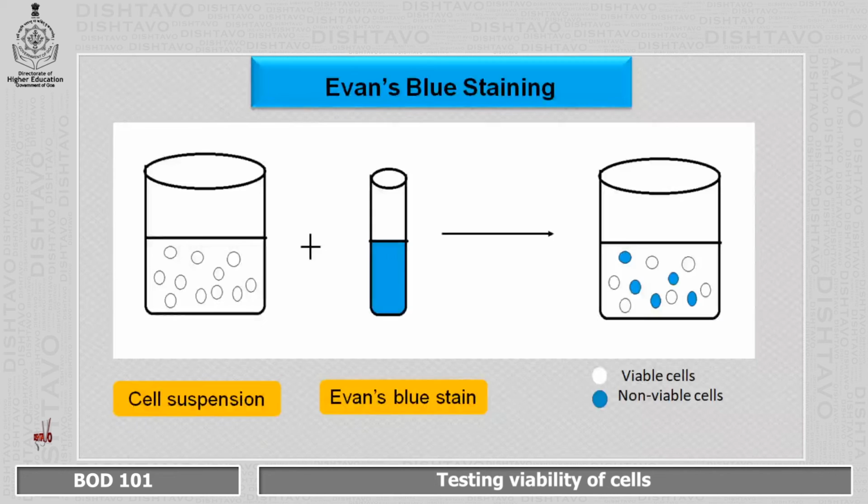Here is a diagram depicting the Evans blue staining method. This is the cell suspension to which Evans blue stain is added. And then you can see, when observed under a light microscope, that the non-viable cells take up the blue stain, whereas the viable cells remain unstained.